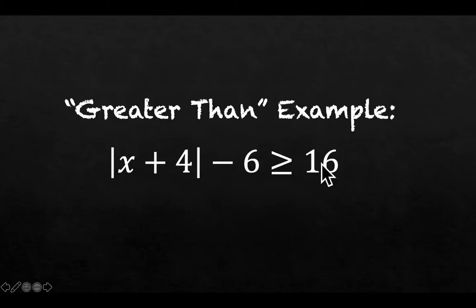All right, so the next example we're going to do is a greater than example. So in this example, we have the absolute value of x plus 4 minus 6 is greater than or equal to 16. Now remember, in greater than examples, this could be greater than or equal to, as we have here. Go ahead and stop the video and try this one, and then come back and see if you did it correctly.